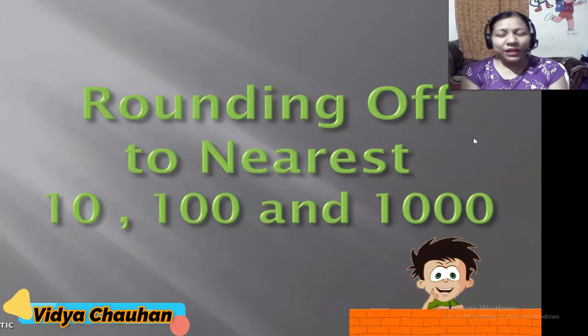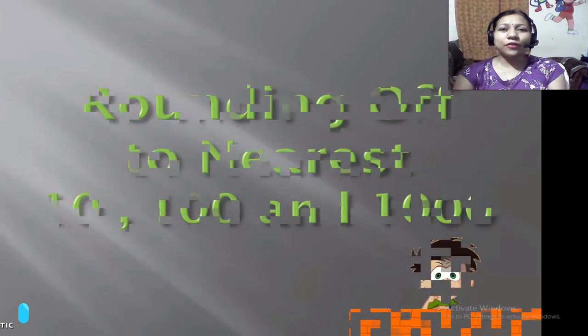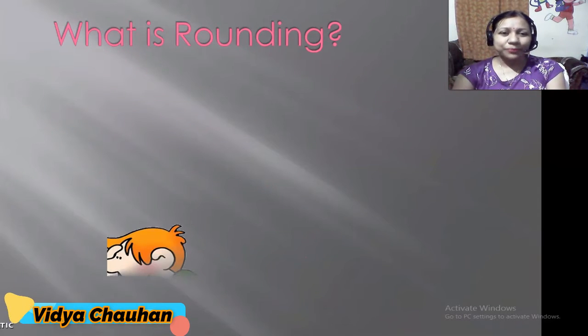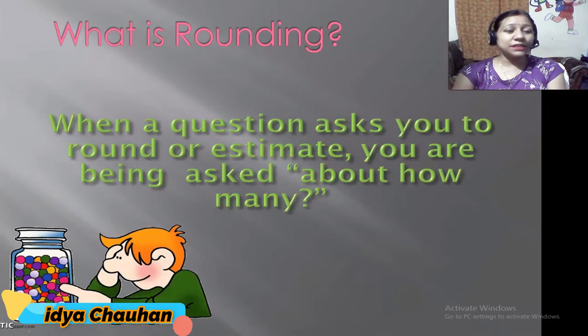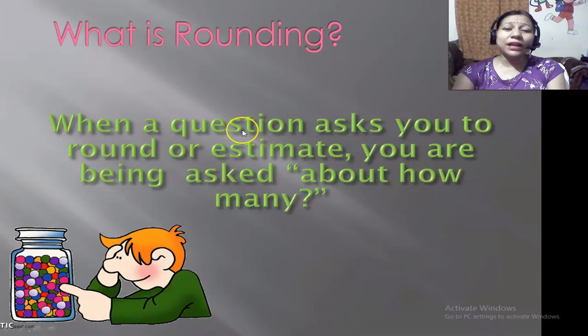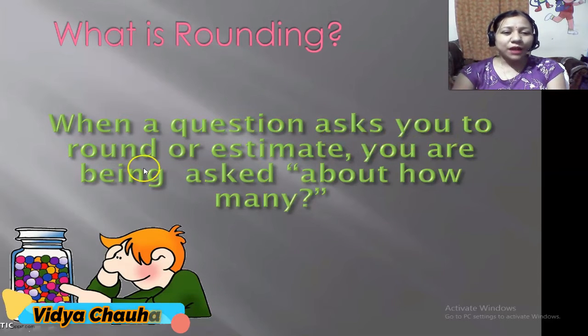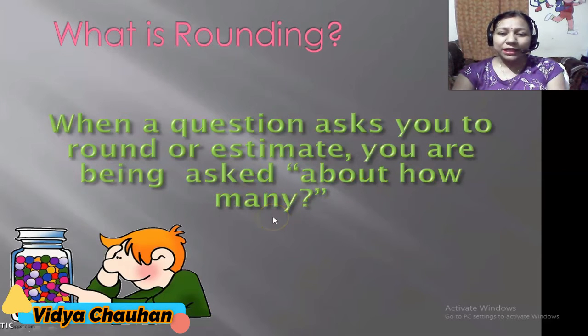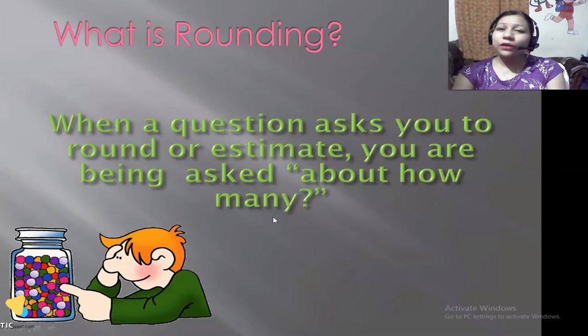Now, how have we done this rounding off? What is the process of doing this rounding off? That we will learn today in this lesson. So very first, what is rounding off? Rounding means when a question asks you to round or estimate, both the words having the same meaning, round off or estimate, you are being asked about how many. How many means what is the nearest value, whether in terms of tens, 100 or thousands.